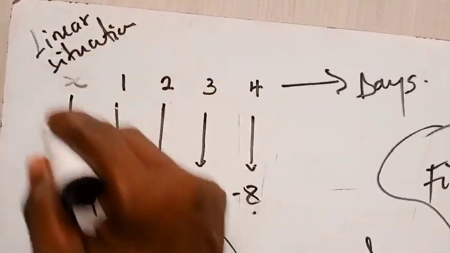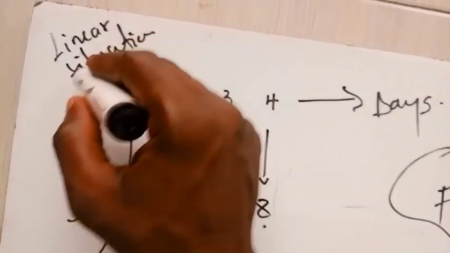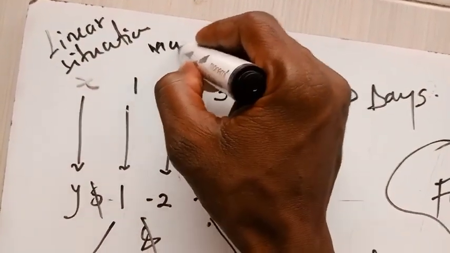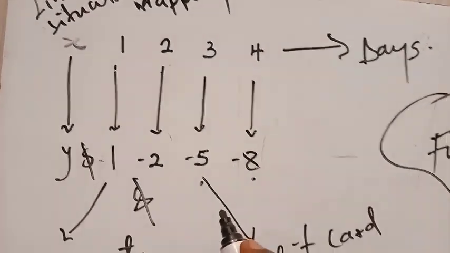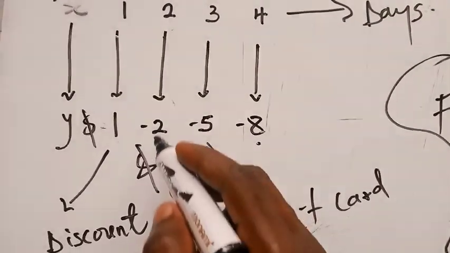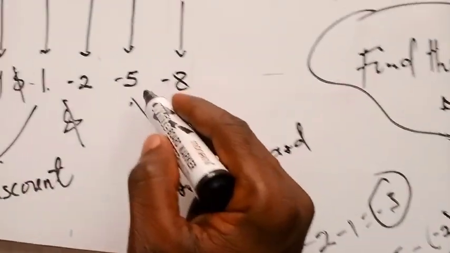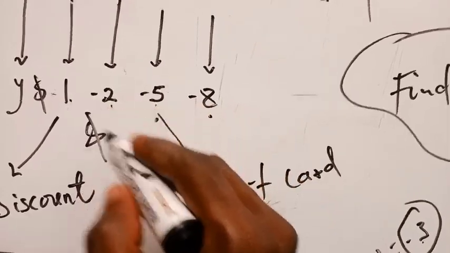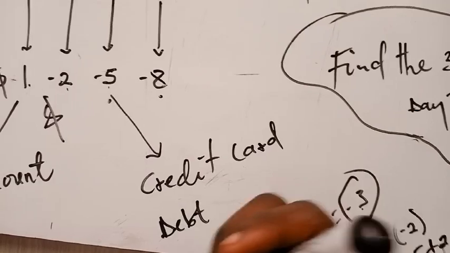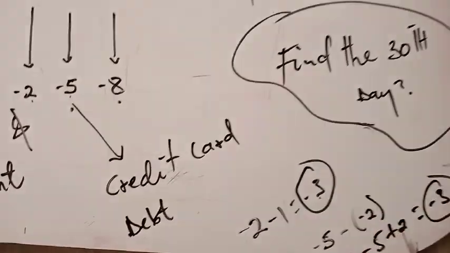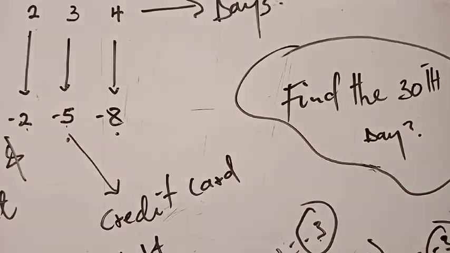Now, let's name this thing a linear situation. Mathematically, we are calling this thing a linear mapping, right? So a linear mapping, that is how we are calling it. Why are we calling it a linear map? Because if I find a difference between this and this, the value that I'm getting is the same. The difference between this and that is also the same. That is why we are naming it linear. If this is linear, then this is going to be the tool that we are going to use to solve everything that we want to find out.